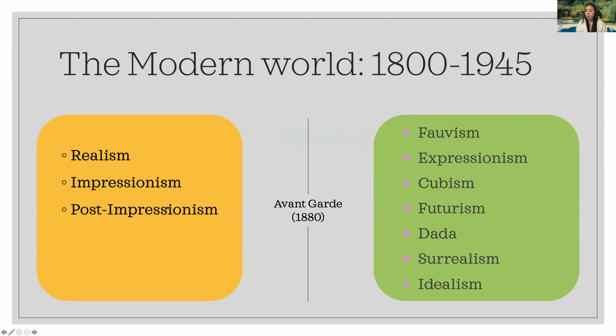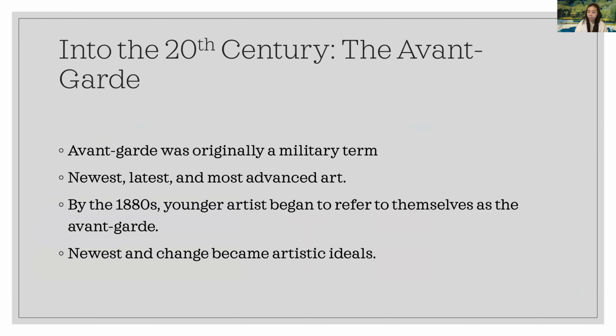So today we are going to see the rest of the modern art movements after avant-garde: Fauvism, expressionism, cubism, futurism, Dada, surrealism, and idealism. There are many art movements and artists. Before we take a look at all the art movements after the avant-garde, let's see what the avant-garde is in detail.